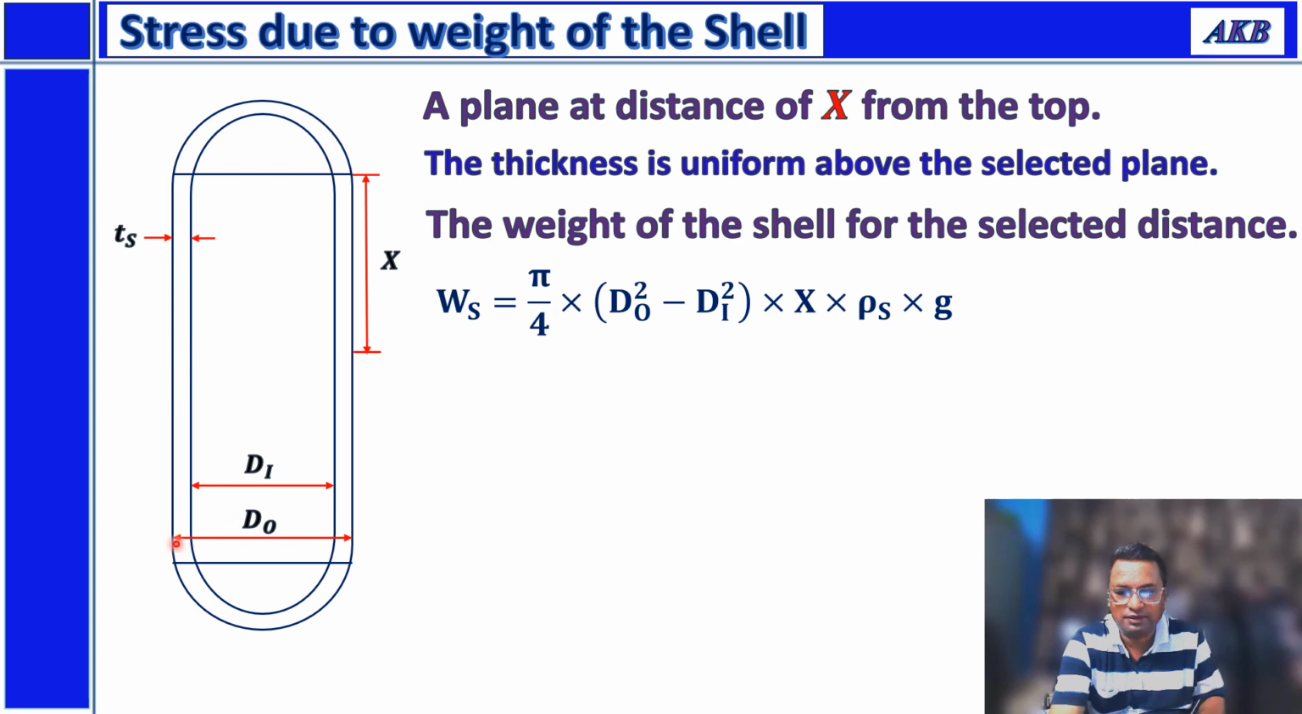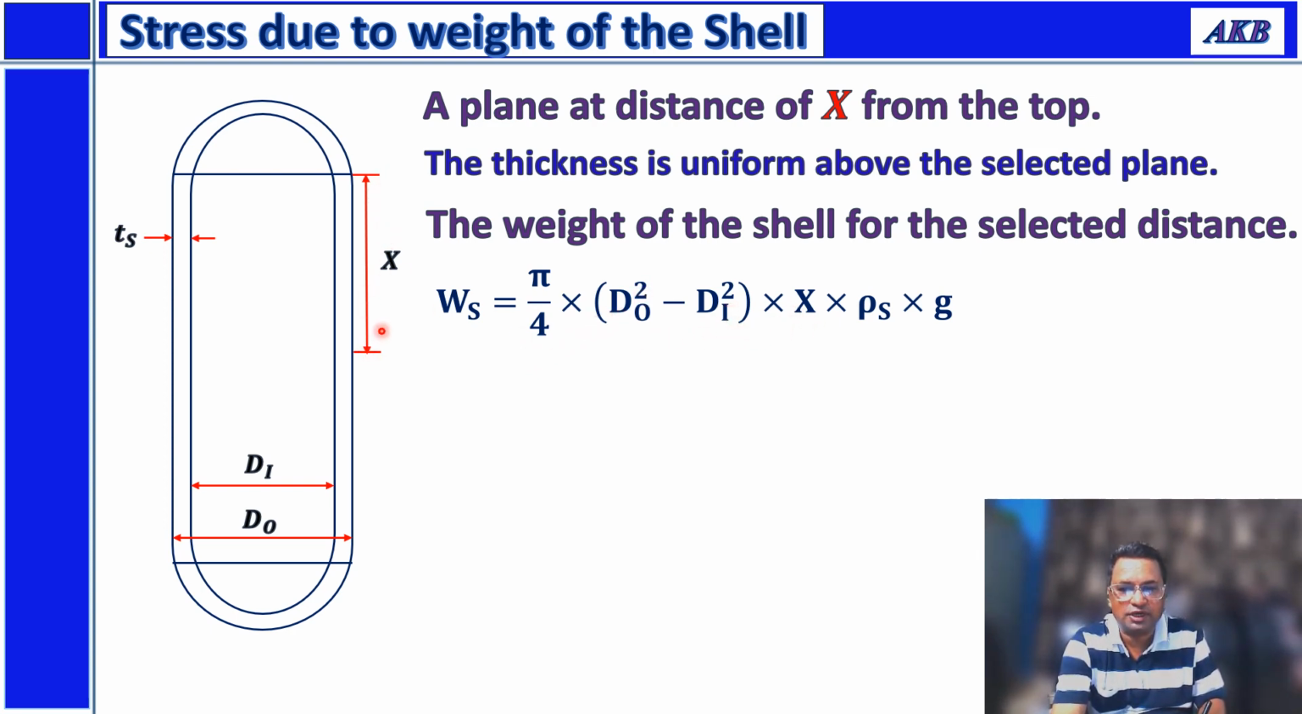So we are considering cross-sectional area based on the outer diameter and then deducting cross-sectional area based on inner diameter from it. So you get area of this portion. That area will come into the picture while calculating the weight of the shell in that portion: pi by 4 into dO square minus di square into x.